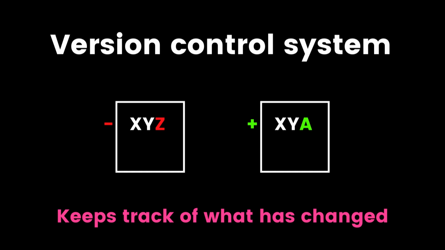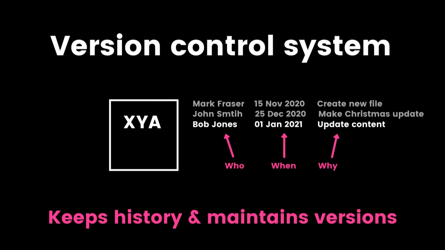If you delete and add new folders, it will keep a track of them as well. So it keeps a track of what has changed, and it also keeps a history and maintains versions of your code base. So because it keeps track of what has changed, it knows who changed a particular line of code, when did they change it, and why did they change it. And it maintains a history of all these commits, of all these changes, so that when you actually go and have a look, you exactly know the history of every particular file in your code base.